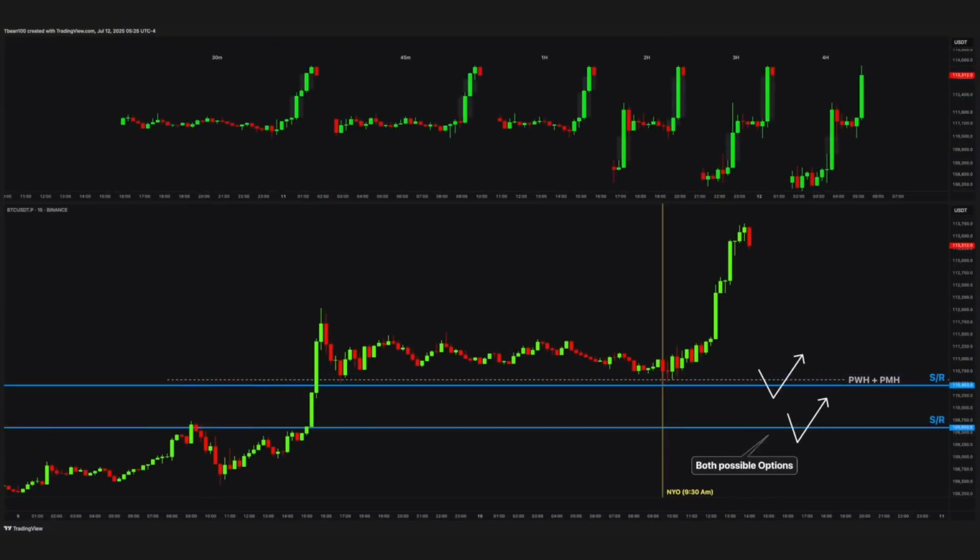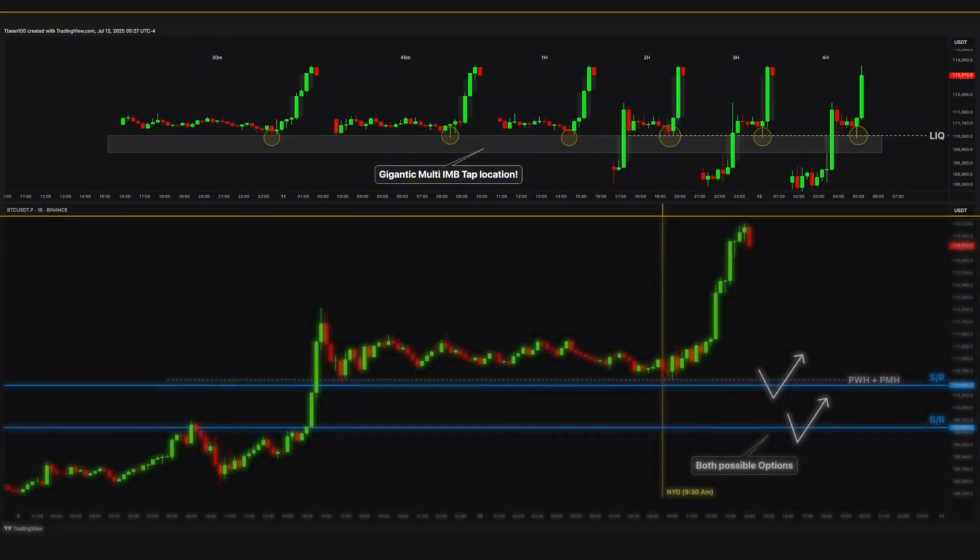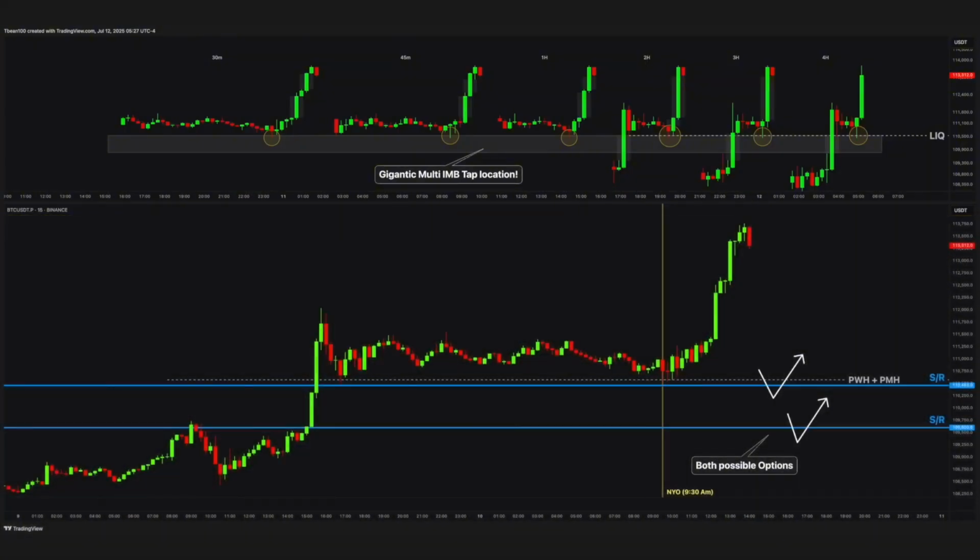At this point, we use our indicator to get some help. Notice how the price sweeps all the inner liquidity areas here and taps the multi-imbalances from multiple time frames at once. So this is quite an interesting market open. Let's close up on the market opening and the entry locations.